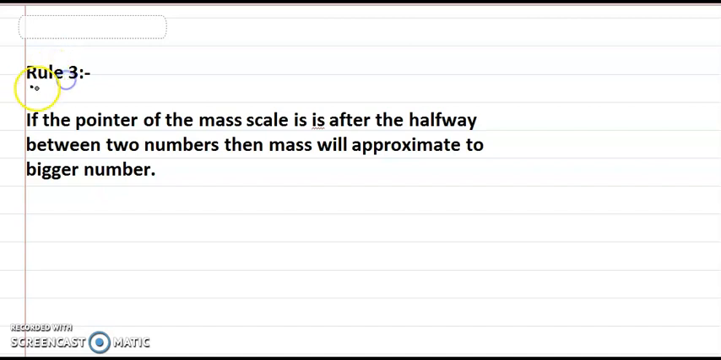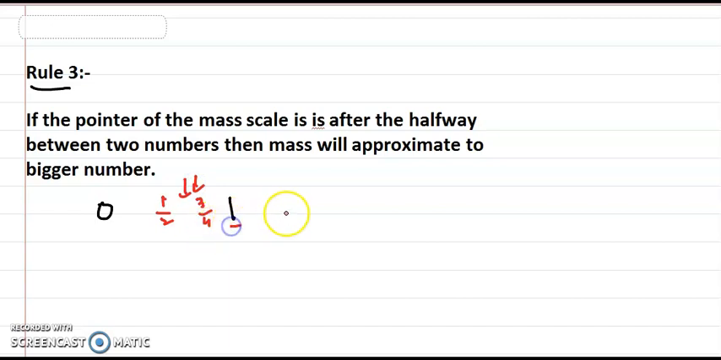Rule 3 is, if the pointer of the mass scale is after the halfway between two numbers, then mass will approximate to the bigger number. For example, if I take two numbers 0 and 1, then halfway between these two numbers will be at 1 over 2, and if we have 3/4, 3/4 will be after halfway, or anywhere here after halfway between the numbers.